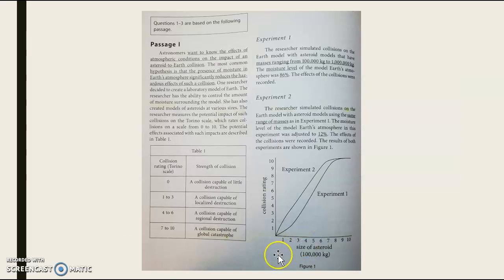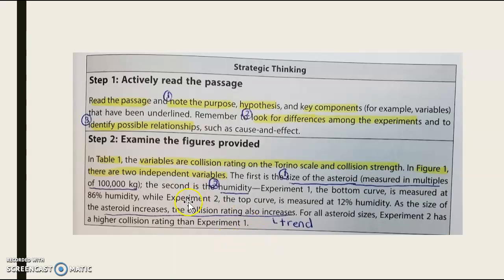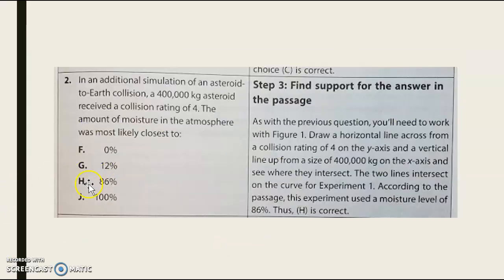So if I go from 400,000 and I go up here and I take 4 and I come across here, it looks like it would be experiment 1, and recall, based on the information that was provided, had an 86% humidity, making our letter H the correct answer, 86% humidity.